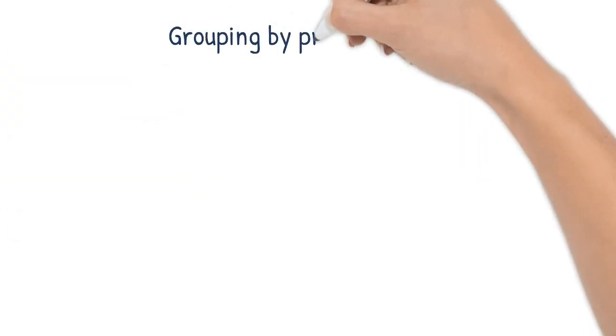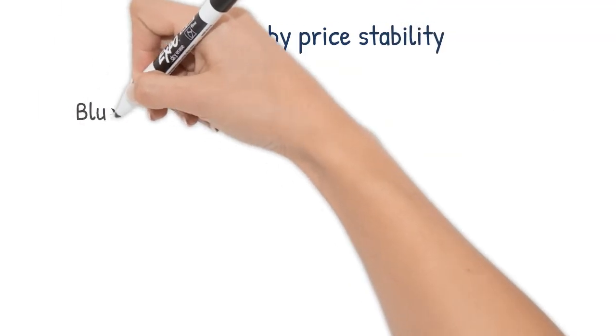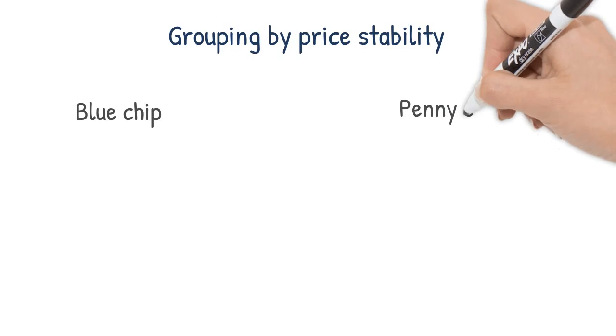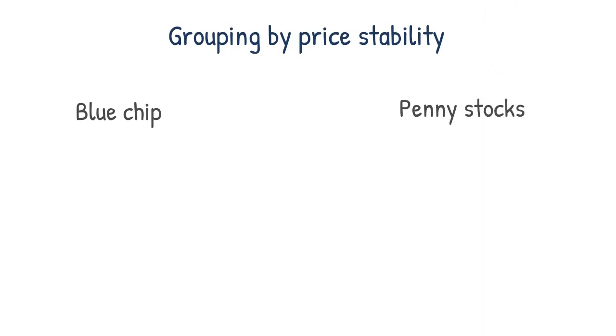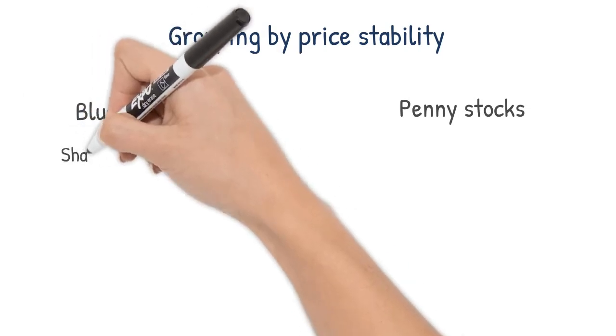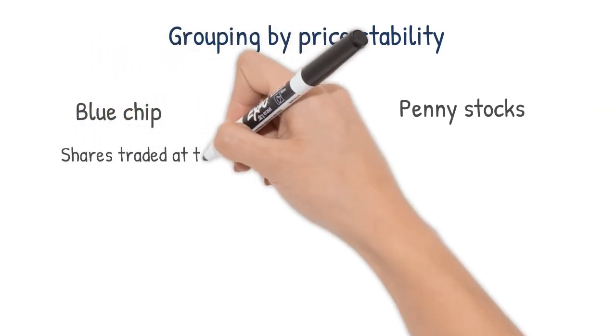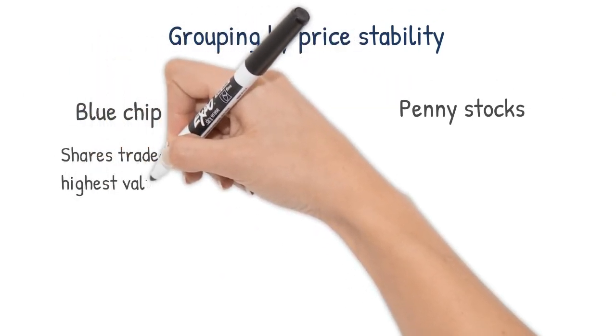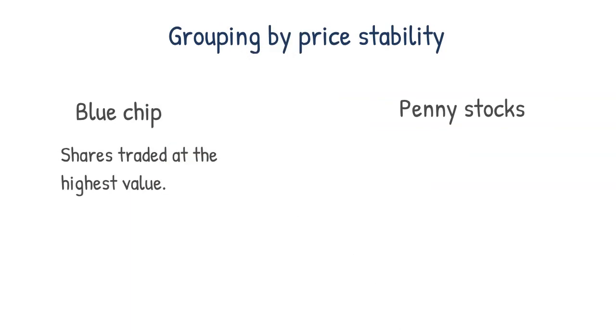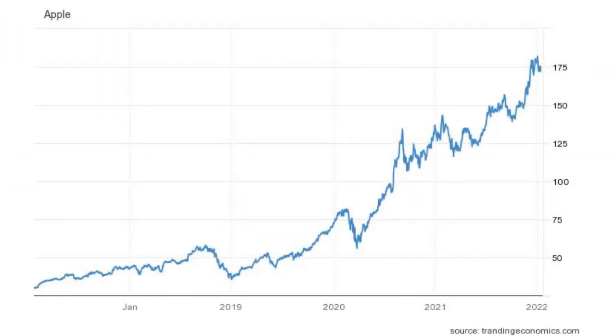Finally, we look at the grouping by price stability. At one end of the scale are blue chip stocks, and at the other end are penny stocks. Blue chips are the most valuable in poker, which is how these stocks got their name. These companies are the cream of the crop in their industry, both holding the highest traded shares, and being stable and having a strong reputation themselves.